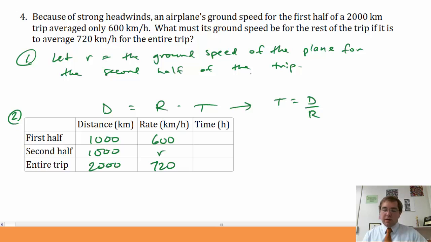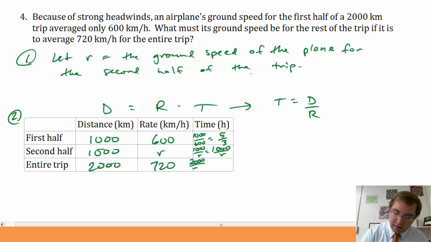Well, if the time is the distance divided by the rate, that means the time for the first half is 1,000 divided by 600, which is 10 over 6, or 5 over 3, so 5/3 of an hour, or 1 2/3 of an hour, or 1 hour and 40 minutes. We'll leave it as 5/3. The second half is going to be the distance, 1,000, divided by the rate, which is R, so 1,000 over R. The entire trip is going to be its distance, 2,000, divided by its rate, which is 720, and that simplifies to 25 over 9.